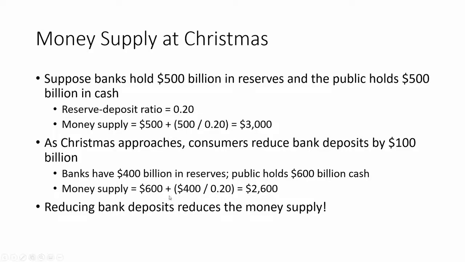So now we have 600 plus 400 times 5, which is 2,000. Now 2,600 is our money supply. So we've lost $400 billion in money supply because people wanted to spend money around Christmas.